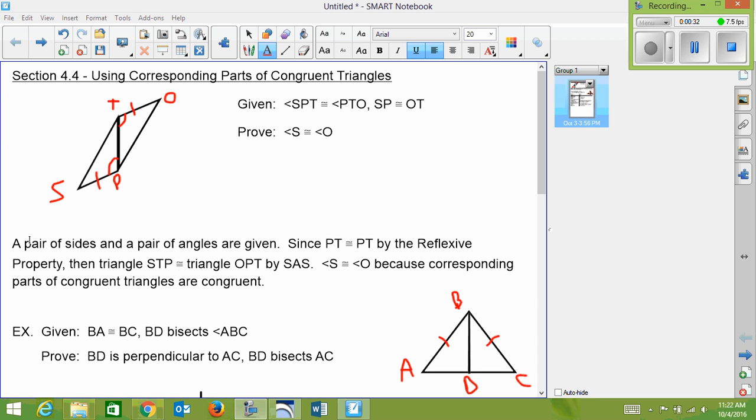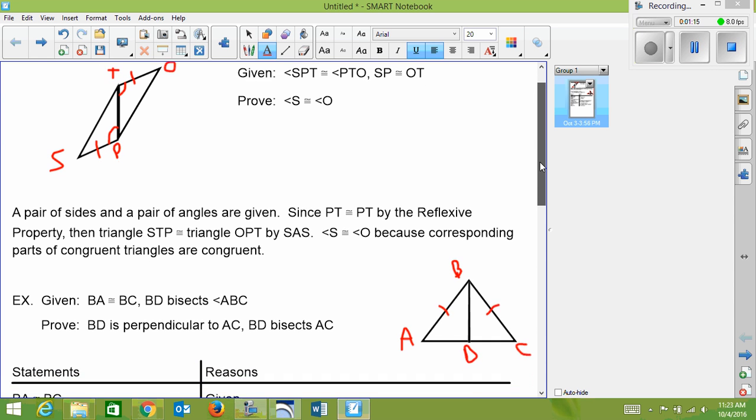I can start by saying a pair of sides and a pair of angles are given, because they are, right here. Since PT is equal to PT by the reflexive property, triangle STP is congruent to triangle OPT by SAS, because I have a side, an angle, and a side on both of them that are congruent, corresponding sides and corresponding angles. So angle S is congruent to angle O because corresponding parts of congruent triangles are congruent. Angle S and angle O are corresponding angles, so they have to be equal if the triangles are congruent.